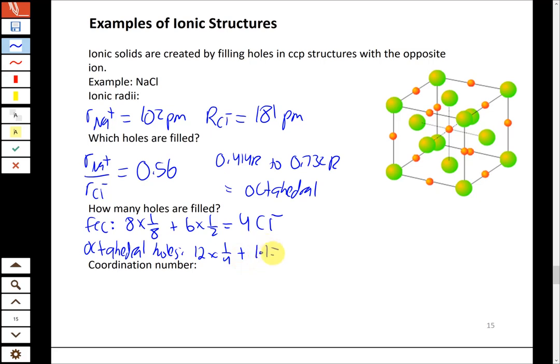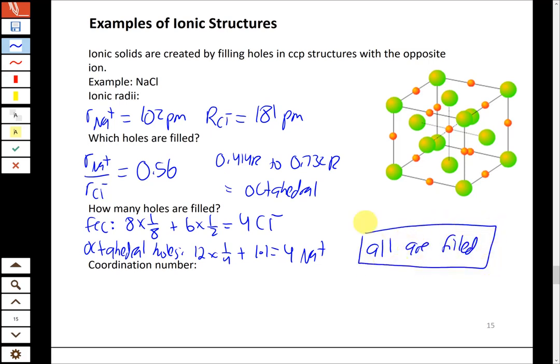1 is in the center, so there's going to be 4 octahedral holes, so we need to fill all 4 of them. All right, if we filled only some of the octahedral holes, we wouldn't have the charge balance. We need to fill all of the octahedral holes to make sure we have the same number of cations and anions in the unit cell, such that the charge is balanced, because there's a +1 cation with a -1 anion. So we're going to fill all of them.